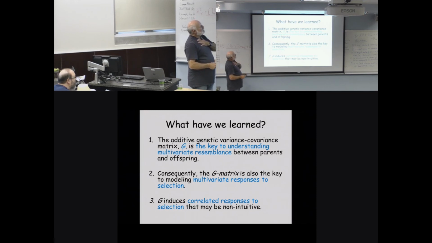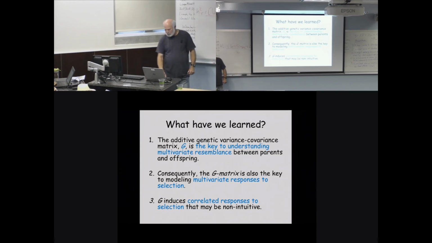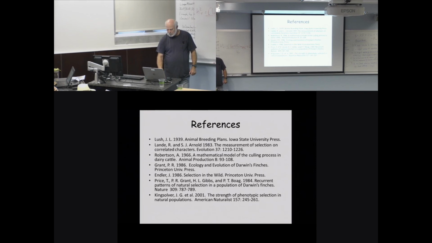Okay, here's what we've learned. The additive genetic variance covariance matrix is the key to understanding multivariate resemblance between parents and offspring. Not a big surprise, but nice to know. And consequently, the G matrix is the key to modeling multivariate responses to selection. We have to think back to our cue ball and so forth, right? We don't have a ball. We've got some kind of egg, in general, an elliptical thing. So the other thing that we've seen is this G induces correlated responses to selection that may be non-intuitive.